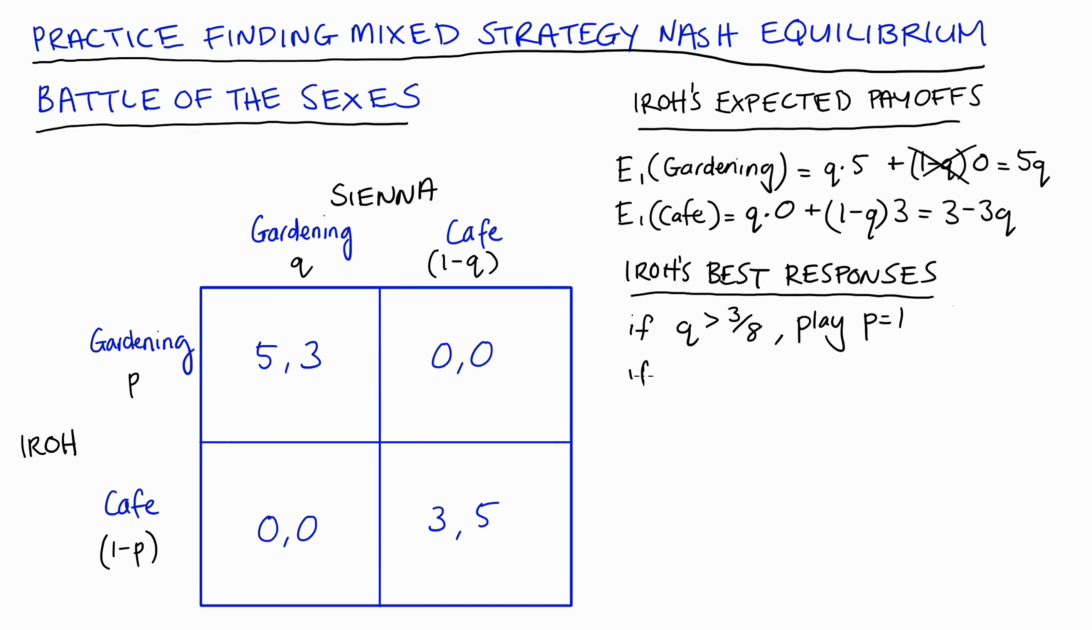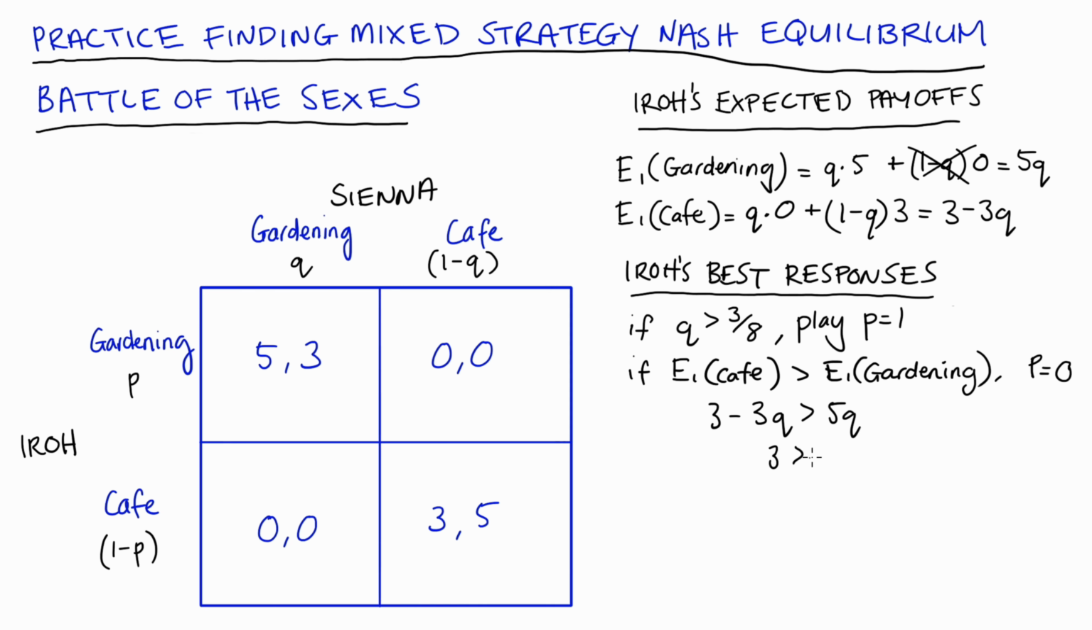All right, on the other hand, if the expected payoff associated with cafe is greater than the expected payoff associated with gardening, then Iroh's best response is to play cafe with certainty, which means setting P equal to 0. So substituting in 3 minus 3Q there, that will be greater than 5Q. We can solve for Q. I'll add 3Q to both sides. I then divide both sides by 8. So we get this condition that if Q is less than 3 over 8, Iroh's best response is to play P equal to 0.